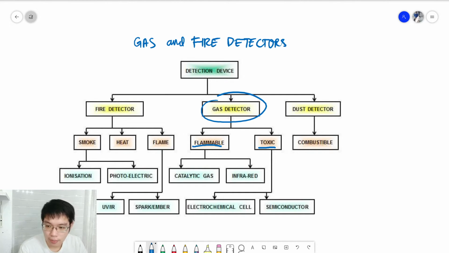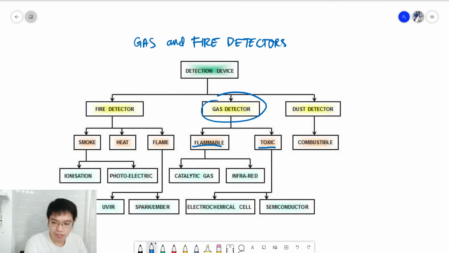Okay, so what catalytic gas detectors do is they measure the heat. They measure the heat output from the oxidization of the flammable gases, and once that heat is detected, the alarm is tripped, meaning there's flammable gas in the air.